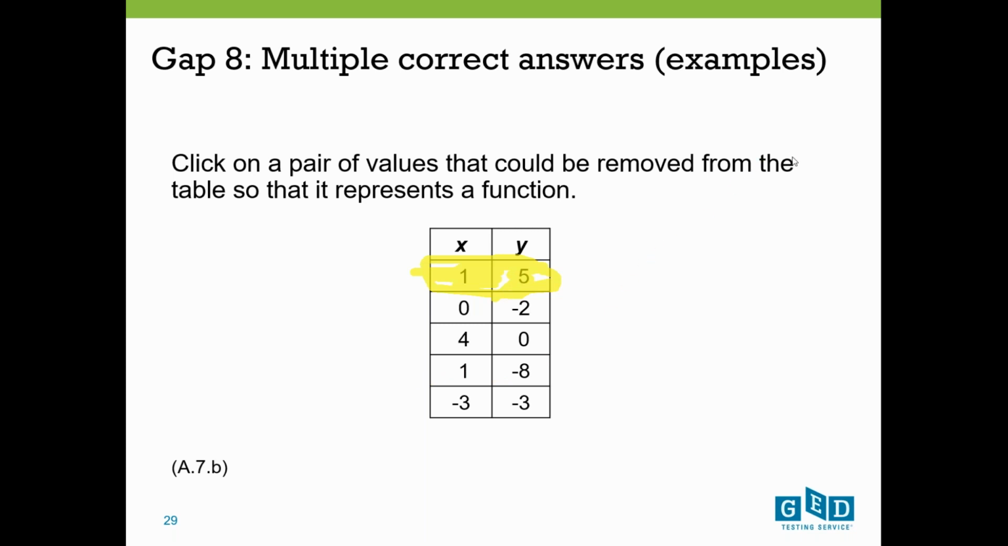Or it would be 1, 8. Now this item would be set up so that the functionality is such that they could only click 1, 5 or 1, -8. They only get to click one pair. Also, they could click 0, -2. They could click 4, 0. They could click -3, -3. Those would all be incorrect answers, but they can still click them.